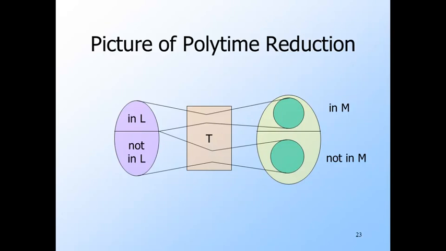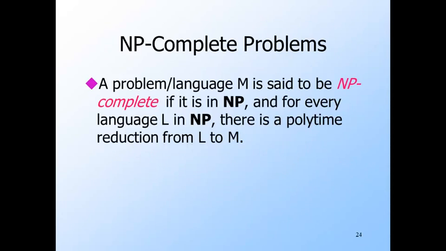And every string not in L, but over the alphabet of L, is transformed by T into a string that is over the alphabet of M, but is not in M. Again, there can be strings in the complement of M that are not the target of any string in the complement of L. Formally, we say a problem or language M is NP complete if, first of all, it is in NP, and for every language L in NP, there is a polytime reduction from L to M.